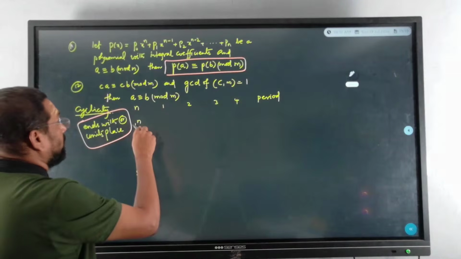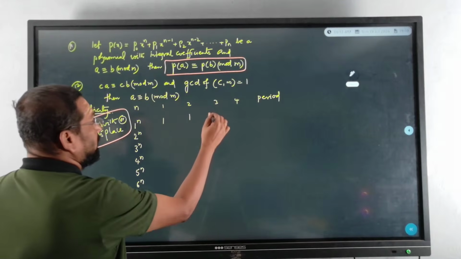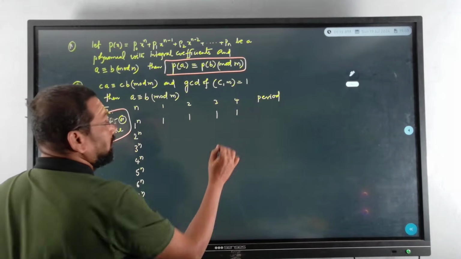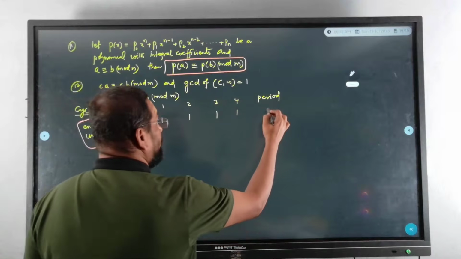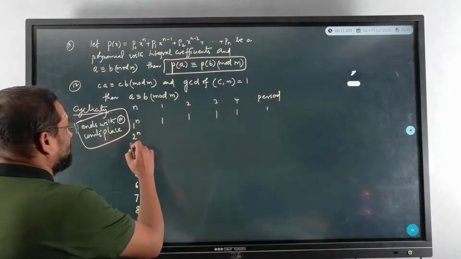1 power 1 ends with 1, 1 power 2 ends with 1, 1 power 3 ends with 1, 1 power 4 ends with 1. Right? The period is 1 for every power of the number 1.